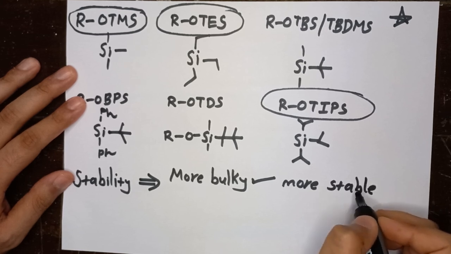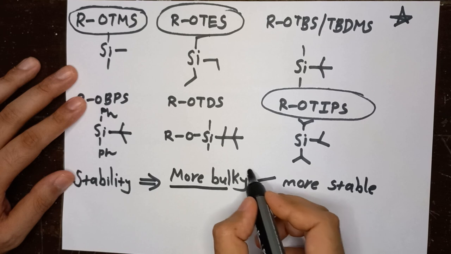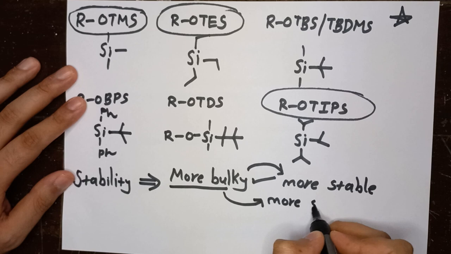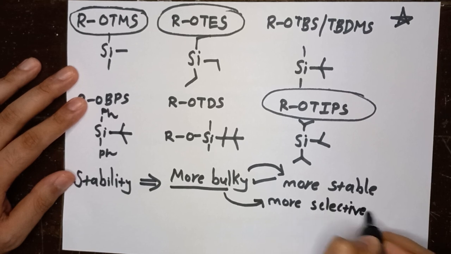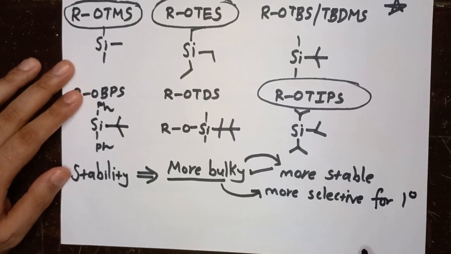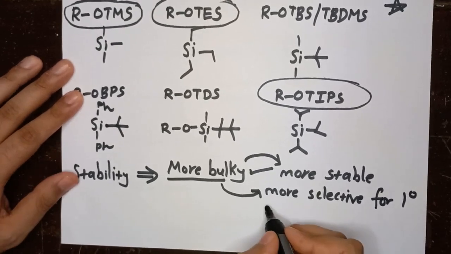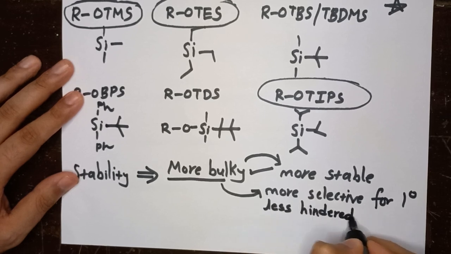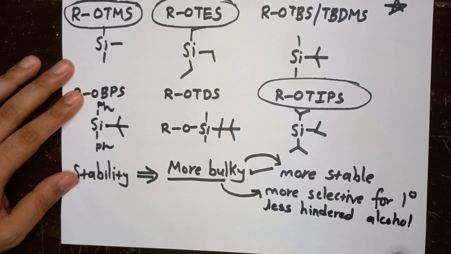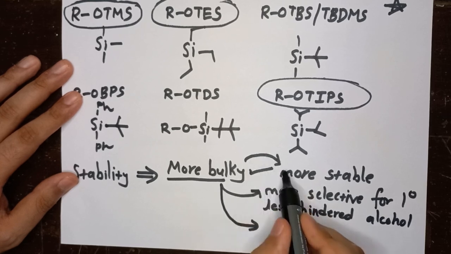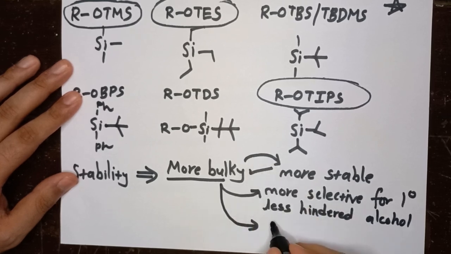Okay, more bulky, that will be more stable. More bulky, that will be more selective for 1 degree, or you can say less hindered alcohol. And also, more bulky means more stable, and if it is more stable, it will not cleave easily. So it won't cleave first.